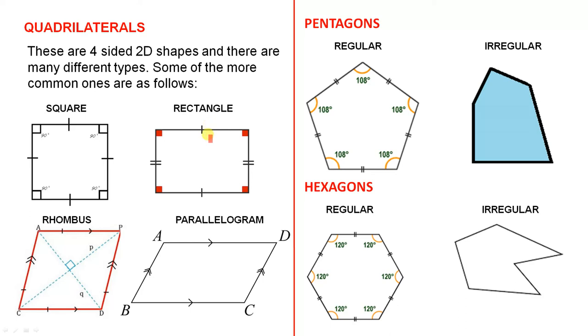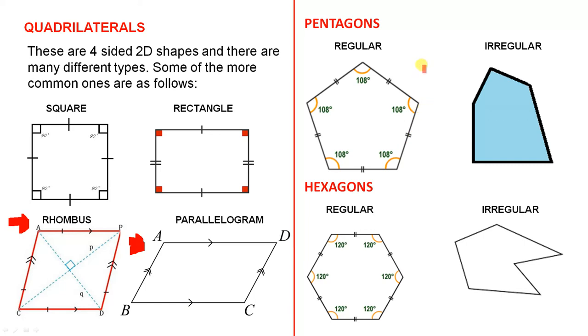There's the rectangle where the opposite sides are equal. So that side is equal to that side, is equal to that, and you've got four angles that are 90 degrees. There's the rhombus. Now the rhombus is like a square, but it's sort of been pushed that way, where all the sides are equal, opposite sides are parallel. And notice these diagonals here, they intersect at 90 degrees. There's a parallelogram. That's like a rectangle that's been pushed across like that, where the opposite sides are parallel.